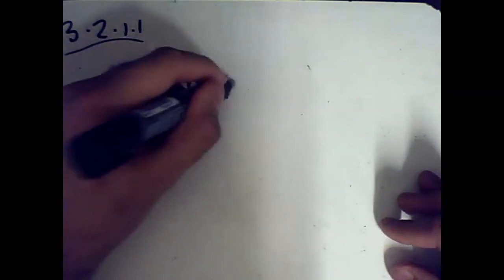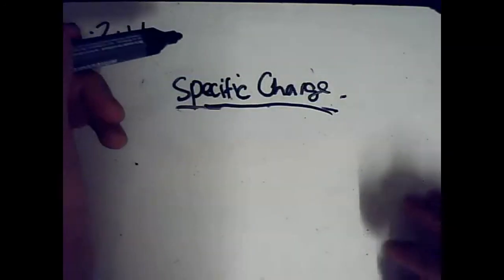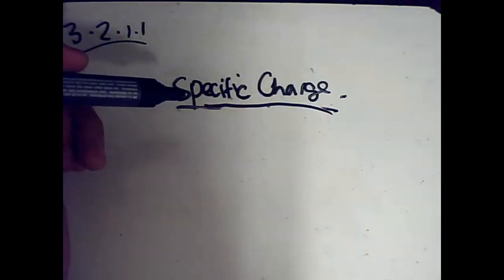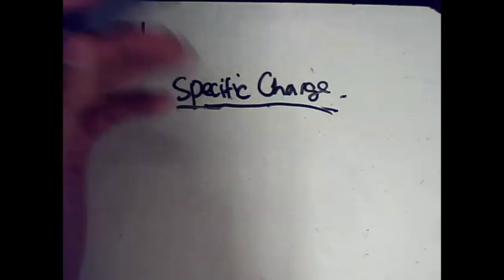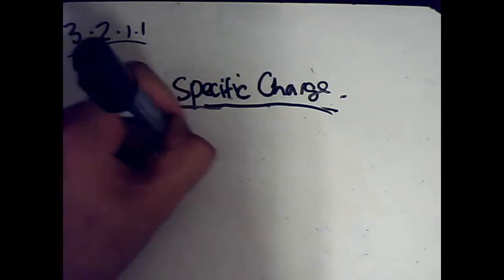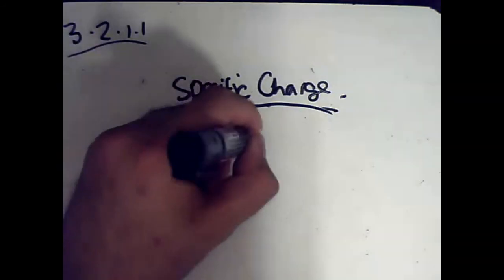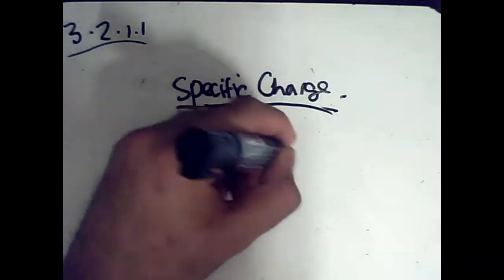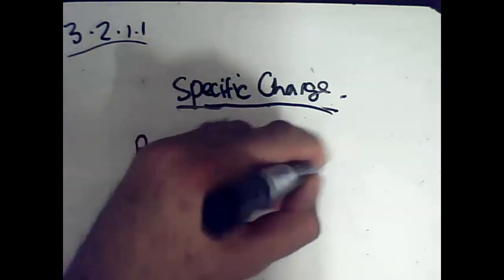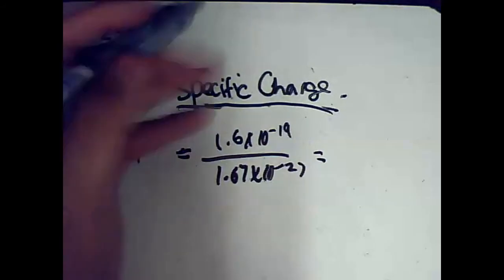Last thing that we need to know about for this topic is something called specific charge. So, specific charge, what is it? Specific charge is the charge to mass ratio of any type of atom, element, anything like that. If I want to calculate the specific charge of a proton, we take the charge of a proton, which is 1.6 times 10 to the minus 19, and divide it by its mass, which is 1.67 times 10 to the minus 27. A little bit of calculation, and that will give you the answer.